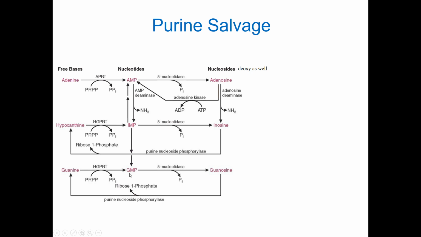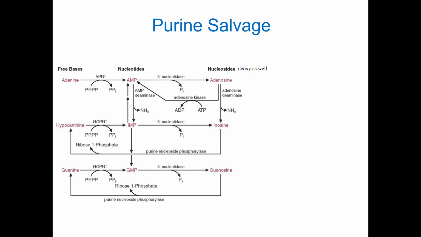We can also take the nucleotide, remove phosphates, and end up with our nucleosides. We can take nucleosides and convert them back to a nucleotide at times. We can do that with adenosine. With adenosine, we can also deaminate, producing inosine. With inosine and guanosine, we can remove the sugar, going back to the free base.